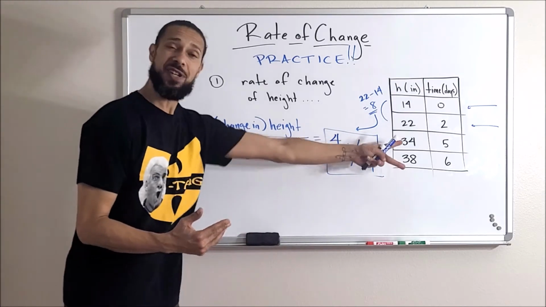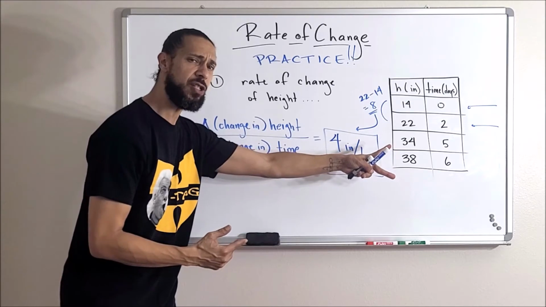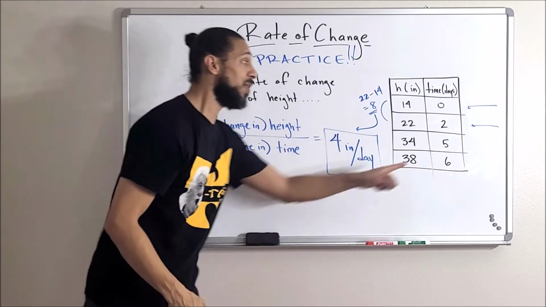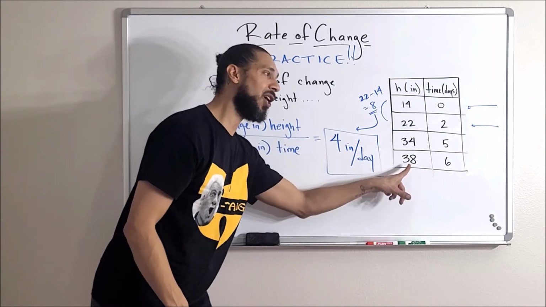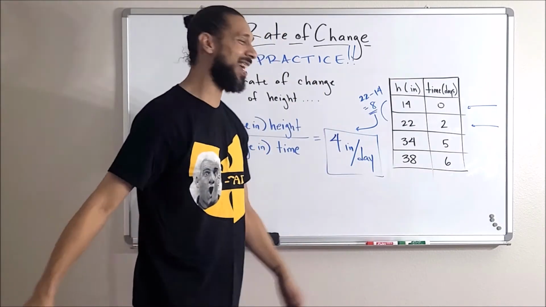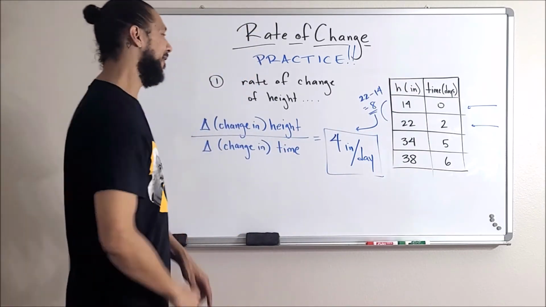But let's check maybe 2 other points to see if it's the same rate of change. Oh, look at this. Between day 5 and day 6, how much did it go up by? Looks like we're good. That's a constant rate of change. We're good. Let's try another one.